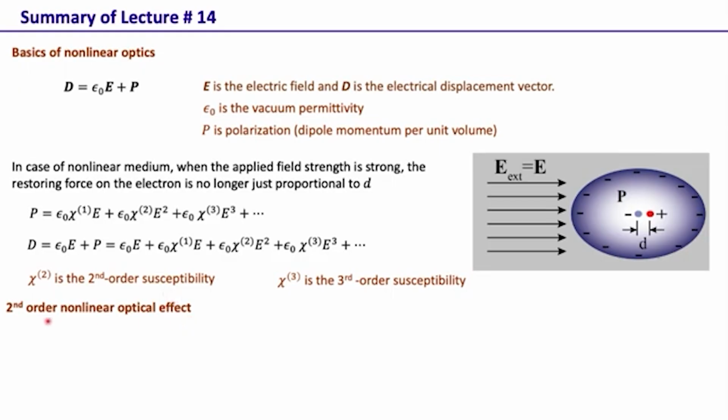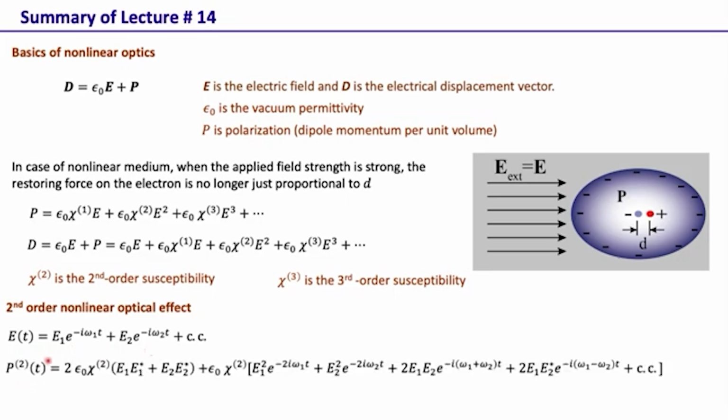We then also looked at the second order nonlinear optical effect, and for that we just considered a field which consists of two separate frequencies, omega 1 and omega 2. That's the applied electric field, and for it we looked at the second order contribution to the polarization. This is the expression of polarization: that's a linear term, that is the second order term, that is the third order term, and so on. We looked at what happens to the second order term when we have a field that consists of two separate frequencies. This actually consists of a total of 16 terms.